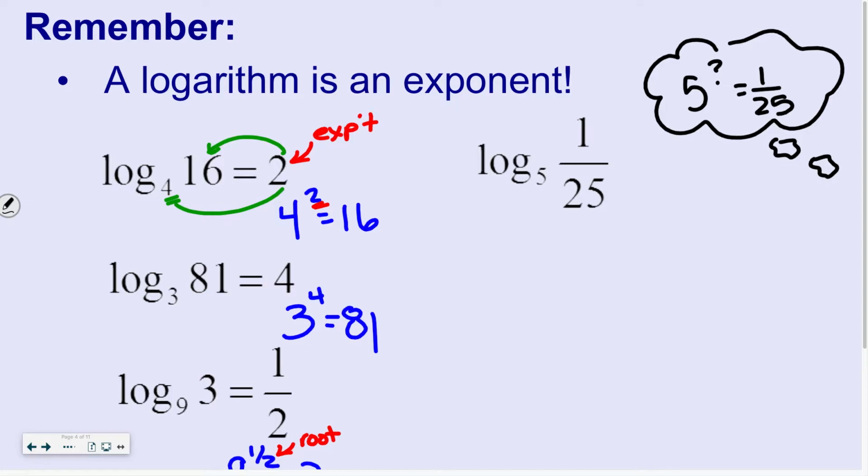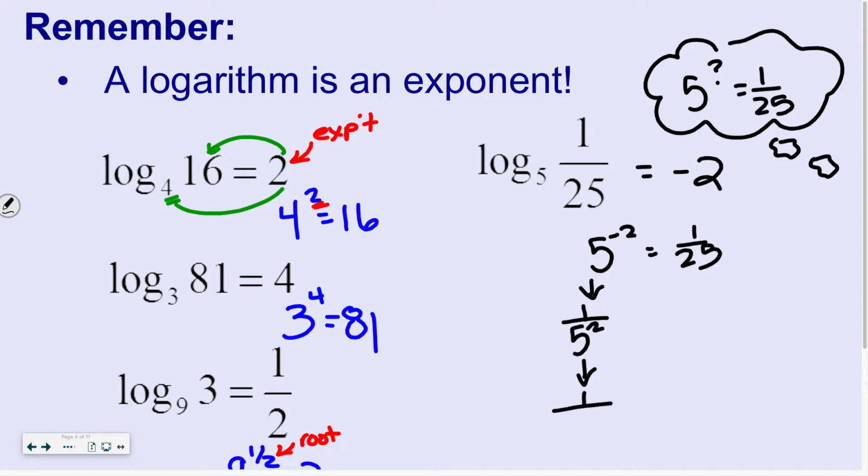So then what exponent do I want? In order to make it into a fraction, I need a negative. To change it from 5 to 25, it needs to be squared, so negative 2. Okay, so you're saying 5 to the negative 2 equals 1 over 25. If I run through this, that's 1 over 5 squared, flip it, which is 1 over 25. So sure enough, it worked.